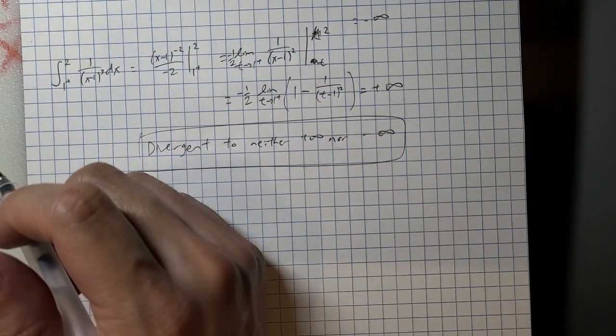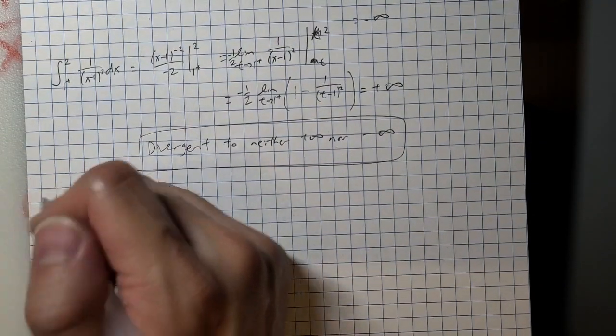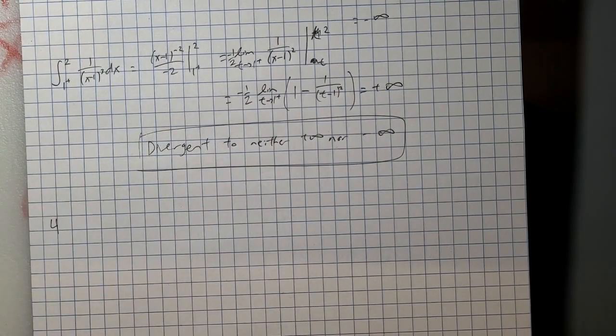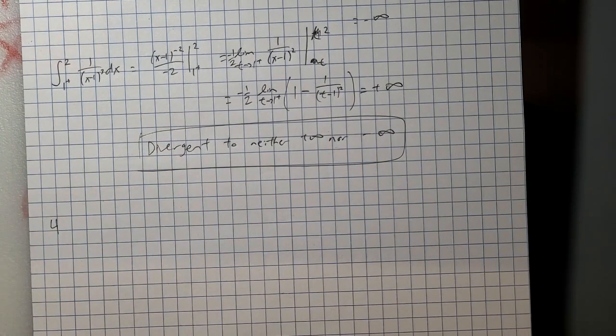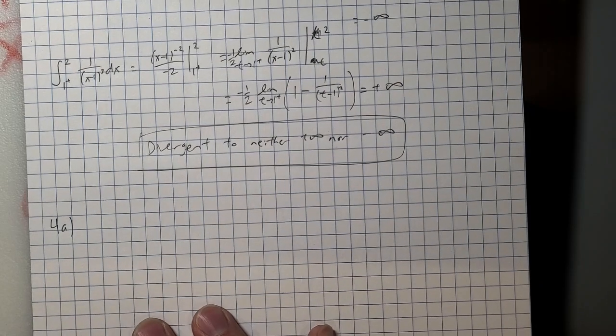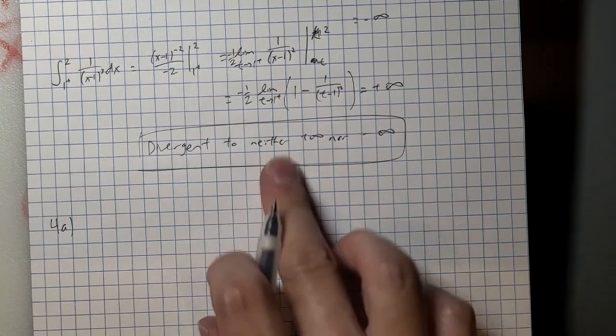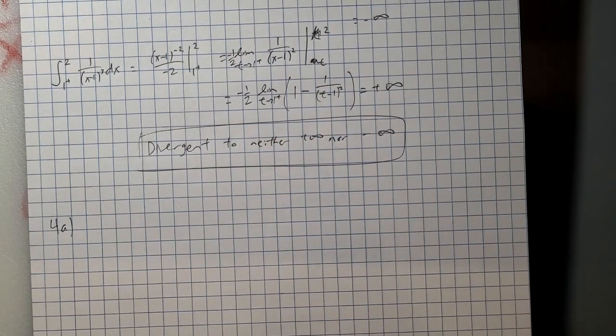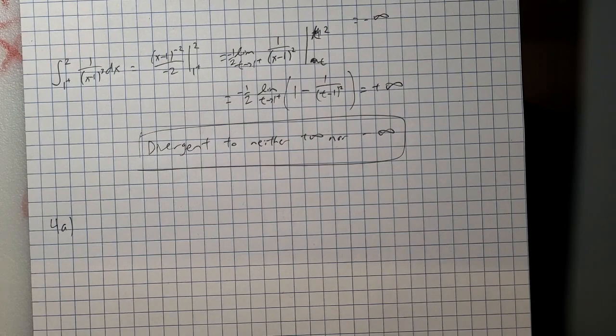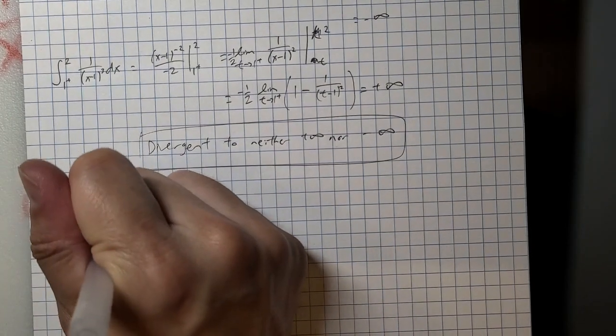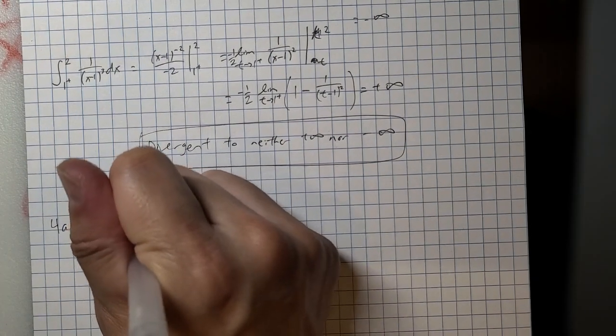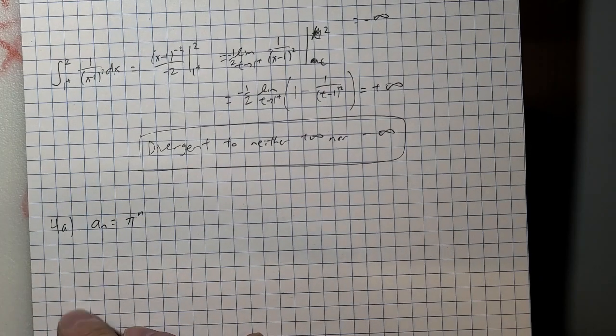So number 4. We're determining whether these sequences converge or diverge. If they converge, say what limit they converge to. If they diverge, similarly to what we did here, we say if it goes to minus infinity, to plus infinity, or neither. So the first sequence we have is a sub n equals pi to the n.